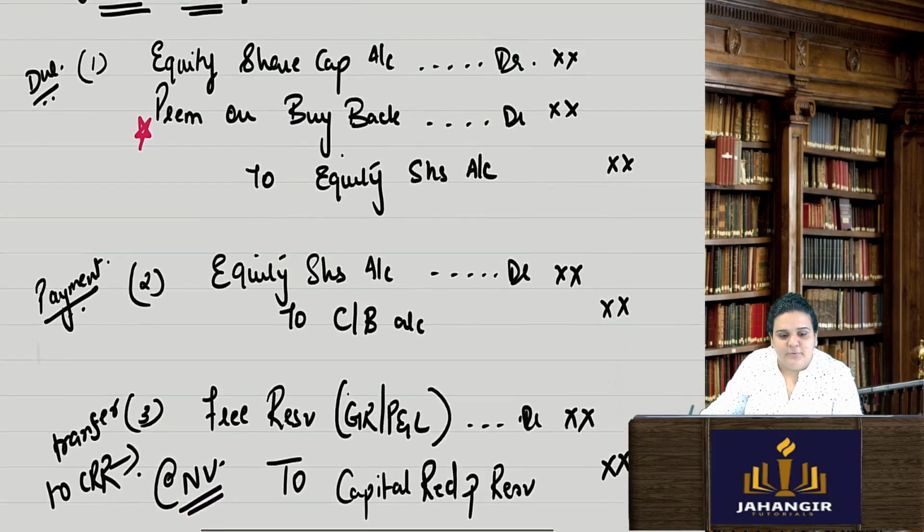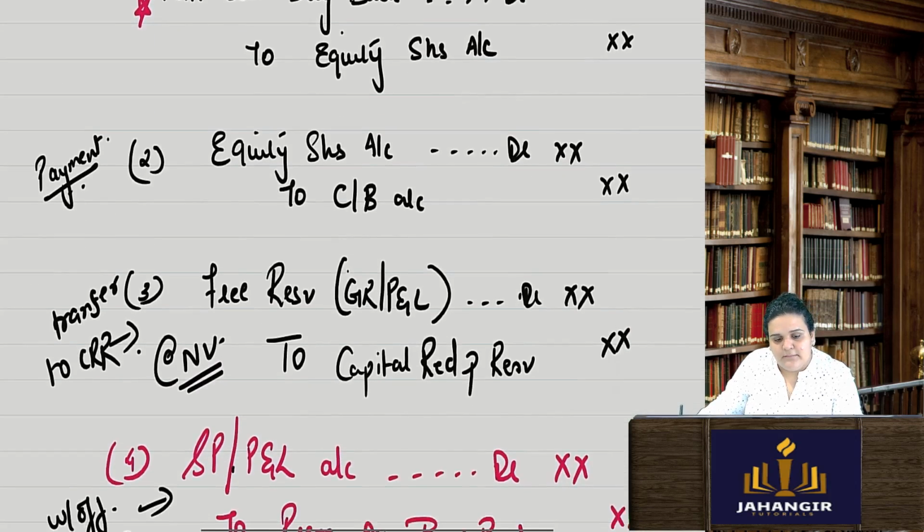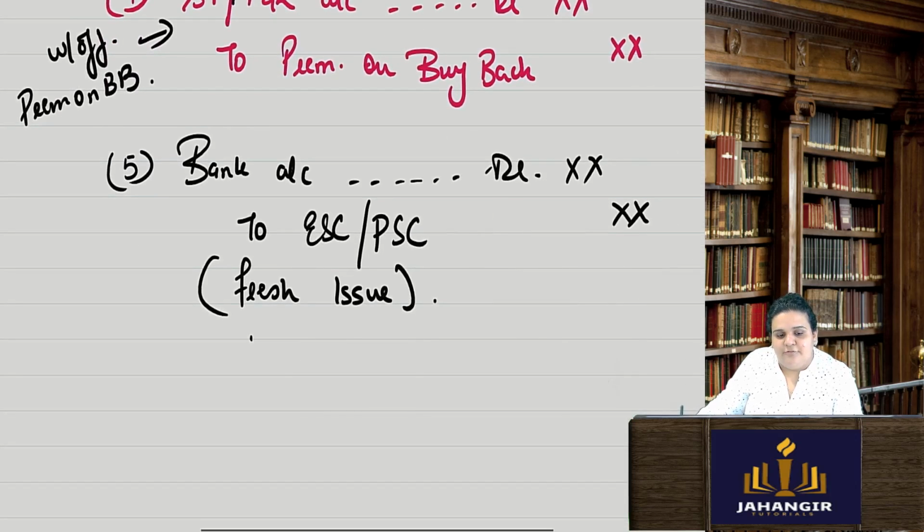The first one was the due journal entry, then the payment, then the transfer, then the writing off of premium on buyback. Generally, if there is a fresh issue, we will take the fresh issue journal entry first. Normal logic: in the bank account I will first take the money and then I will pay the money. So if there is a fresh issue, we will take the fresh issue journal entry at the starting of the sum. Am I clear with this much? Now one last thing.